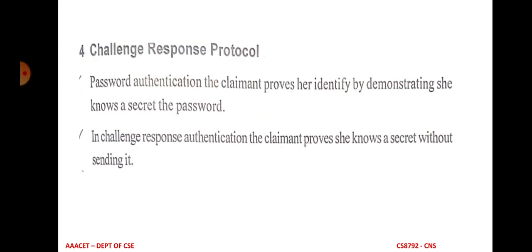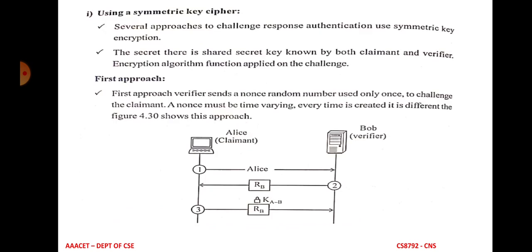So the last technique in entity authentication is the challenge response protocol. Password authentication proves her identity by demonstrating that she knows the secret, the password. In challenge response protocol, the claimant, that is Alice the sender, proves she knows the secret without sending it. So in challenge response protocol, there are two concepts. One is using a symmetric cipher, and the second one is using an asymmetric key cipher, right?